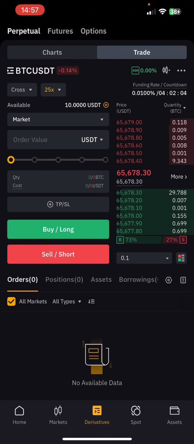When I was using my Android, I was able to point around with arrows and all, but now I'm using this iPhone. I'll try to get another Android, so it's going to be way easier for me to illustrate for you guys. So you can see available here 10 USDT. So 10 USDT is equivalent to $10.